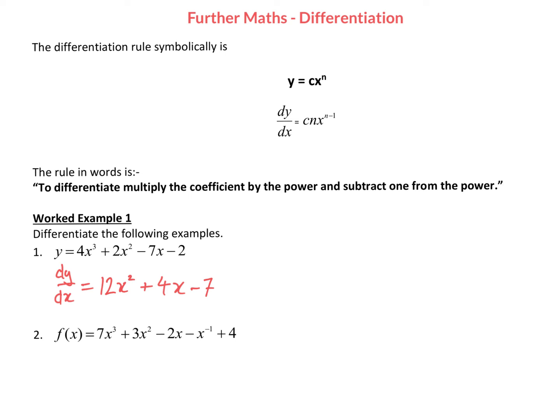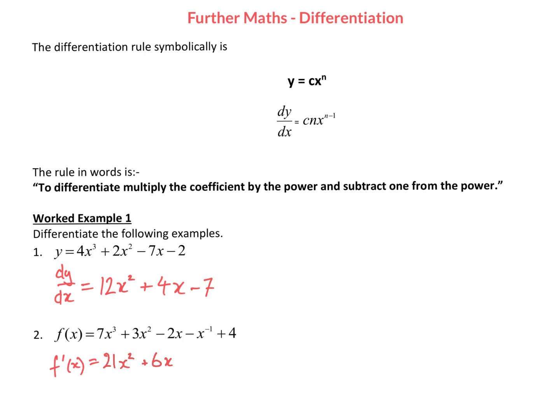Second example. This time we have slightly different notation. We have f of x, and for f of x we write f dashed of x. That signifies that we're differentiating it. It's in terms of x, so we're differentiating f of x with respect to x. Again, look at the power of x here, it's 3. So multiply through by 3, 21, and x, reduce the power by 1, x squared. And 3x squared: multiply through by the power, 3 twos are 6, and reduce the power by 1, x to the power of 1, which is 6x.